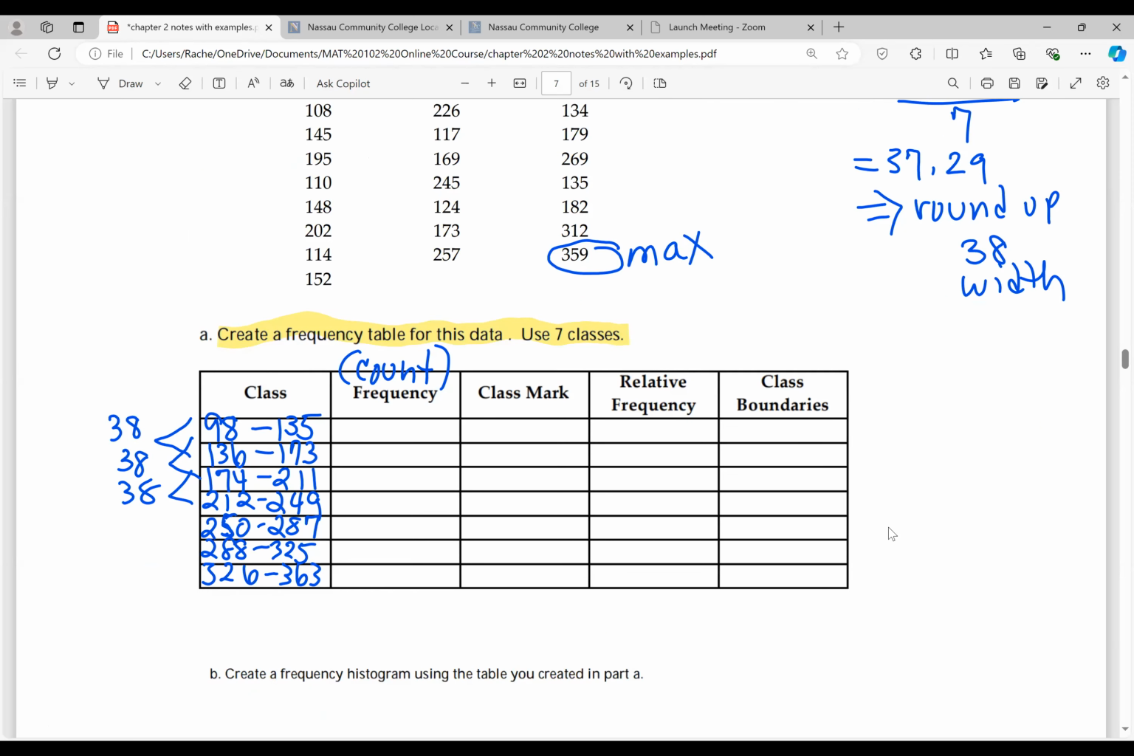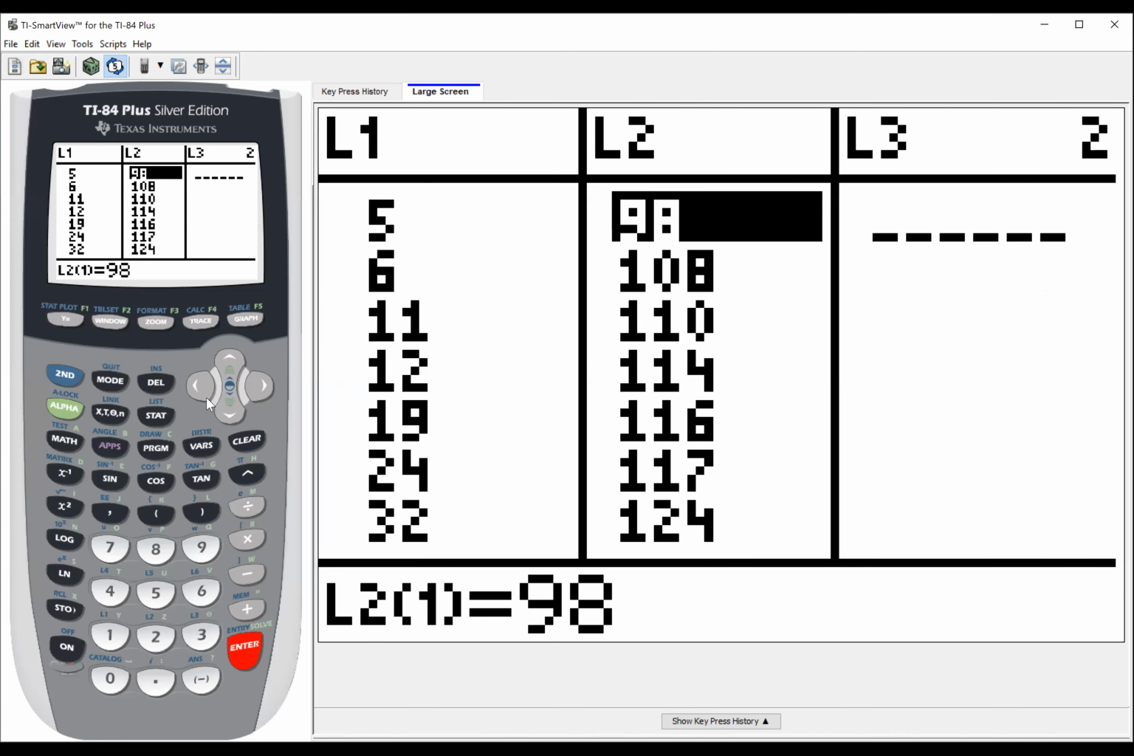So what we're going to do now is go back to the calculator and count the frequency. How many data values are between 98 and 135? Let's do that together. Go to your sorted list, and let's arrow down and count how many data values are between 98 and 135.